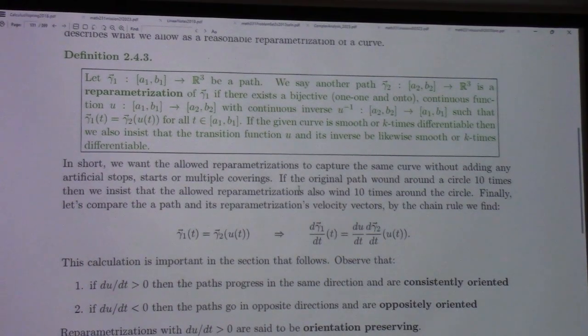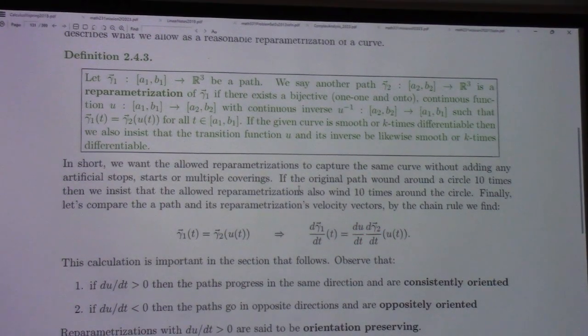Now, if you do that, then you can relate the velocities of a curve and its reparametrization. And the relation of the velocities is pretty simple. The original velocity vector is just the new velocity vector times the rate of change of the reparametrization.